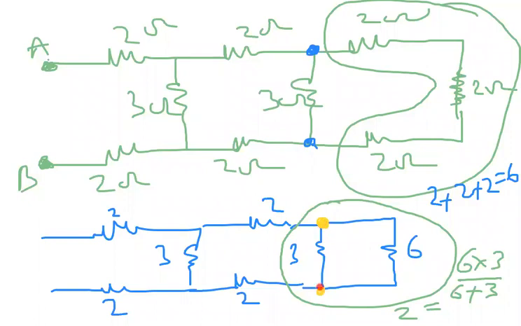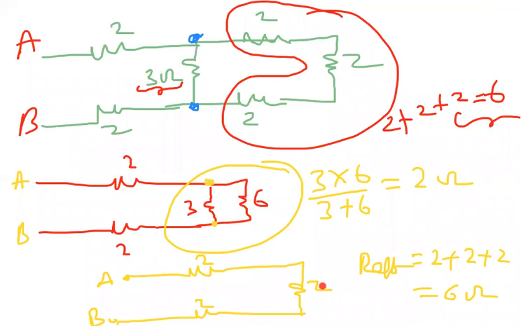3 is also between these 2 points. Parallel means 6 into 3 by 6 plus 3, we get 2. So instead of this total one, I can simply write 2 here. Let us check in the next page what I have written. Here I have written 2. Now this value I have written as 2, and this is already 2, 2, 2.